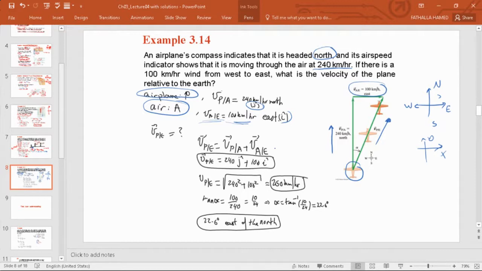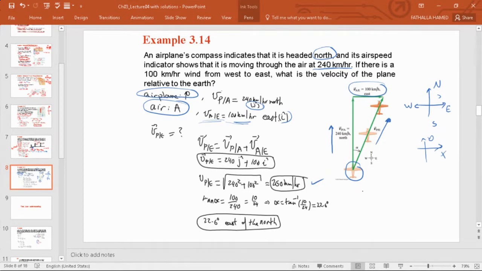Now, you can calculate your speed, and we say here the speed VB relative to E, and of course there is no arrow on the top, meaning that I'm taking the speed. It will be the positive square root. Remember, whenever you take speed, it's a magnitude, so you're only taking the positive root of 240 squared plus 100 squared, and this will give you 260 kilometers per hour, and that gives you your speed.